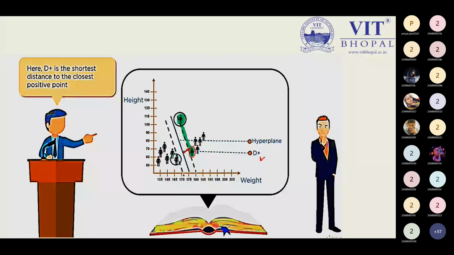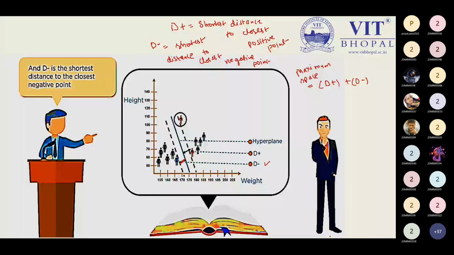So D plus is what? D plus is the shortest distance to the closest positive point. So from this point you can say what distance we are getting: that is the shortest distance to the closest positive point. So that distance we can say is D plus, and similarly for the negative point, D minus is the shortest distance to the closest negative point we have, which comes under D negative.